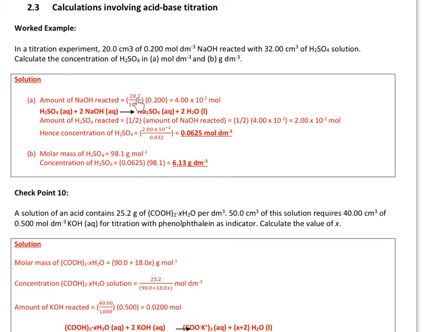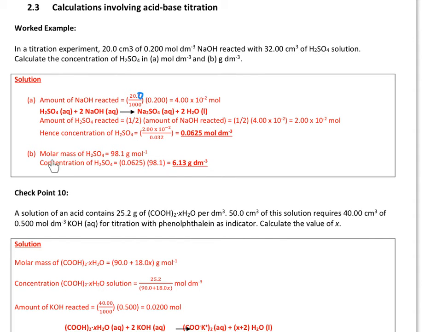Find the number of moles first. The number of moles of your sodium hydroxide should be 20.0 cubic cm, or 20 over 1000 times 0.2, and you get the number of moles. After that, I know the mole ratio is 2:1, so I divide by 2, and I get the number of moles of sulfuric acid. I divide it by the volume, which is how much? 32 cubic cm, so divided by 32 over 1000, which is 0.032, and you get the concentration.